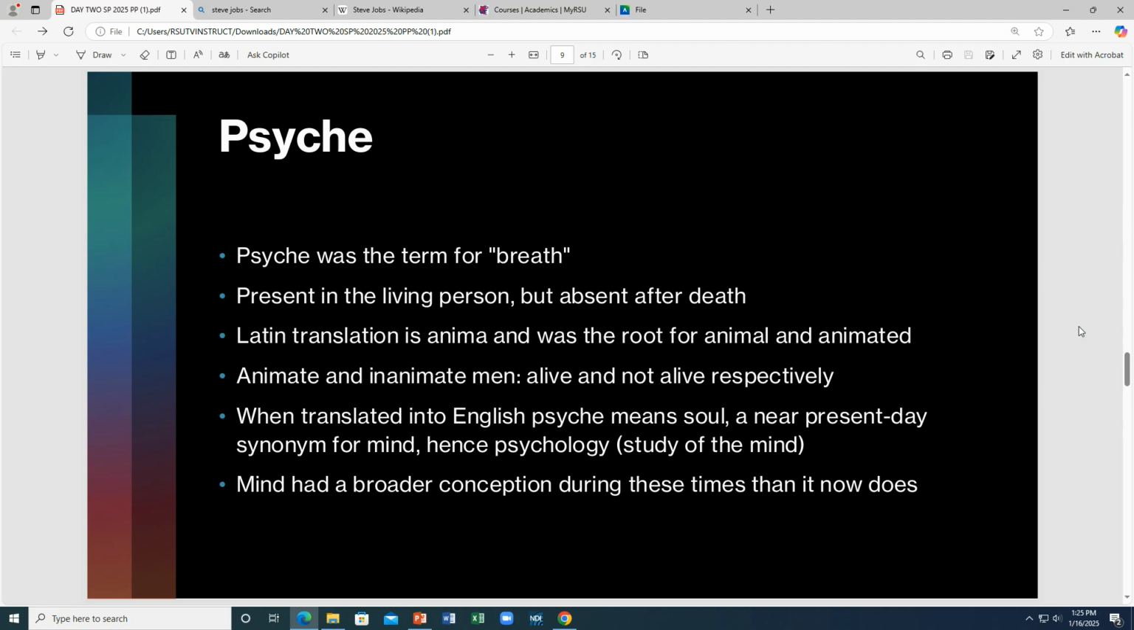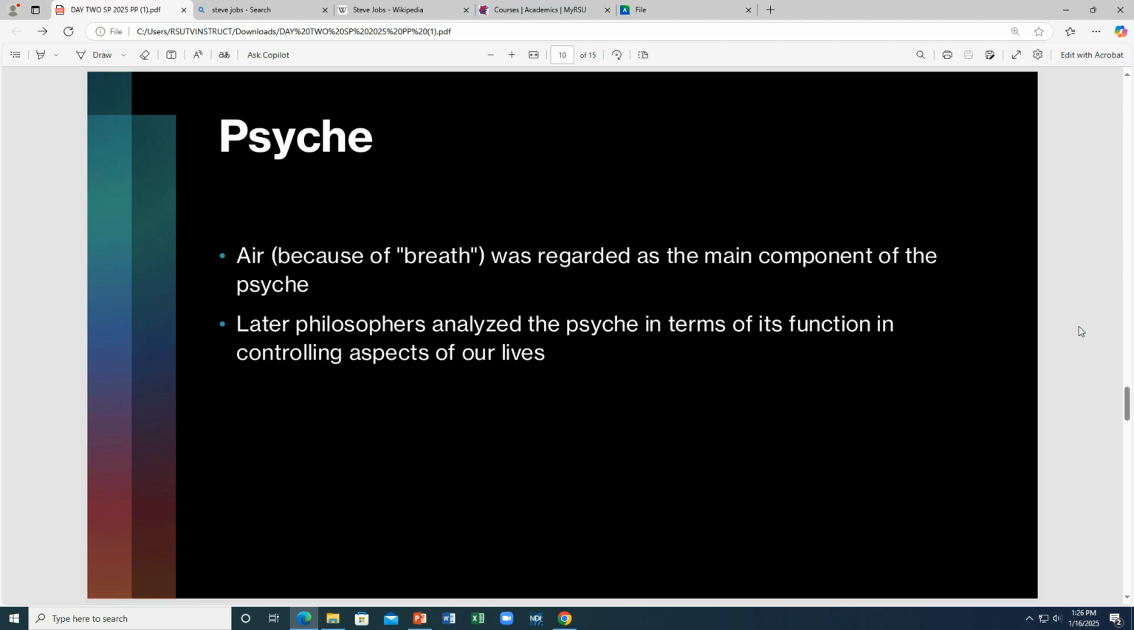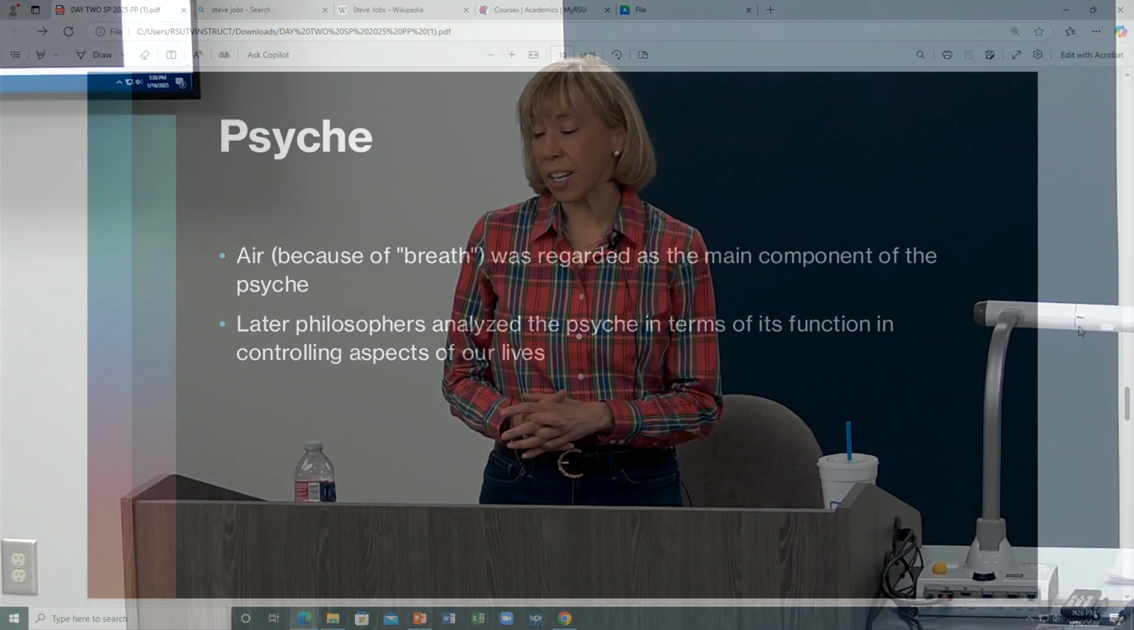Over time, the mind went from this idea of a really broad conceptual thing to something that is much more narrow. And now it's highly specialized, right? We have specialists within the field of psychology, within the field of neuroscience that look at tiny aspects, different aspects of the mind. Unsurprisingly, air was regarded as the main component of our psyche, right? Because air equals breath. Later philosophers analyzed the psyche in terms of its function in controlling aspects of our lives.